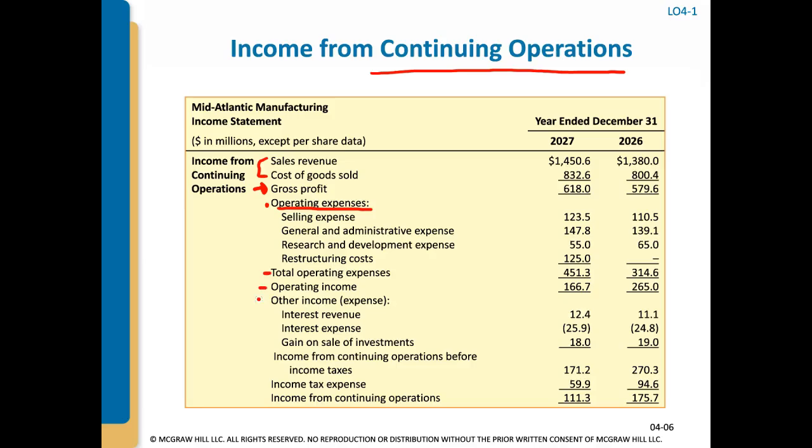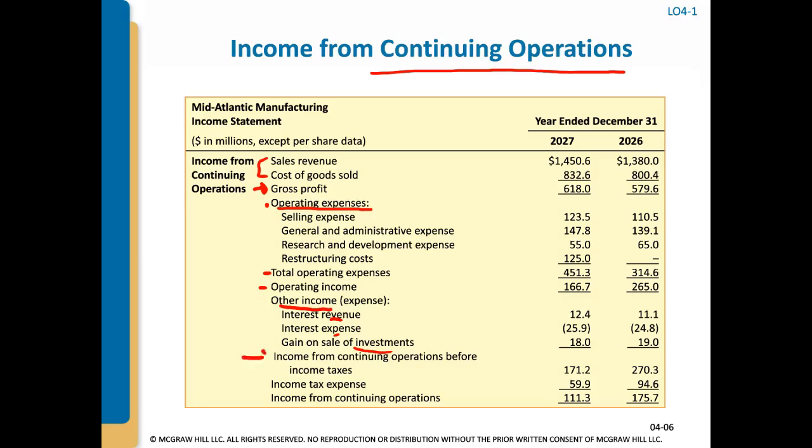Then we have our gains and losses. Even though it says revenue and expense, it falls under other income and expense. Interest revenue and interest expense fall under other income. And then here, for example, is a gain on sale of investment. This is not an investment company, so it's a peripheral transaction to their day-to-day.